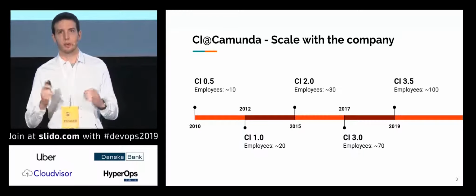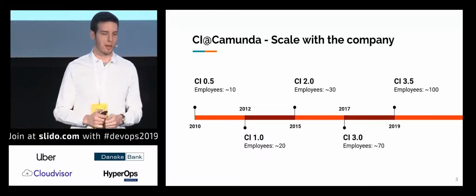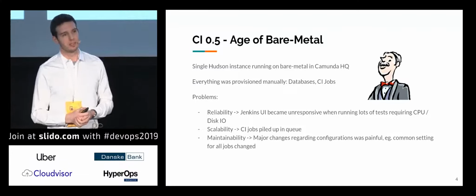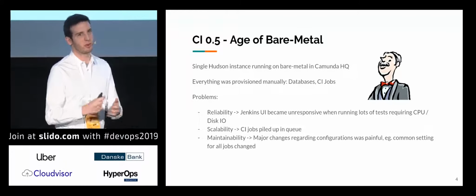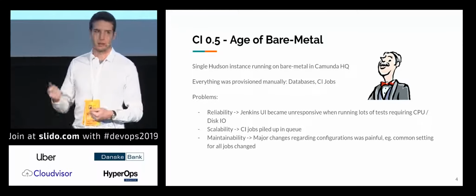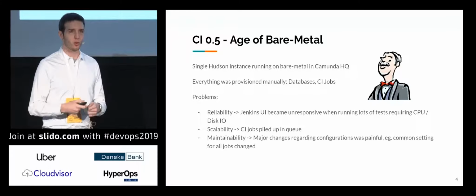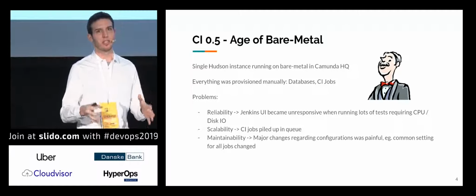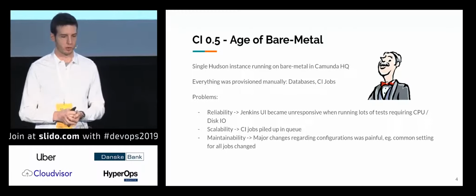So CI 0.5, I will spend a very short time on it. It was really the age of bare metal. That's what we called it internally. We were just a couple of developers. We just needed a working CI/CD system that could test and release our software. So it was a single Hudson instance, not even Jenkins, running on a machine co-hosted in our office.